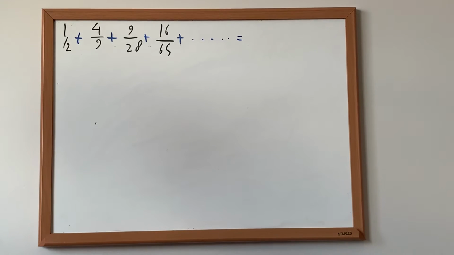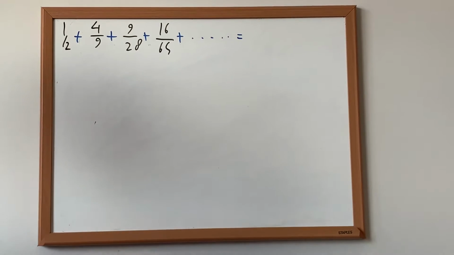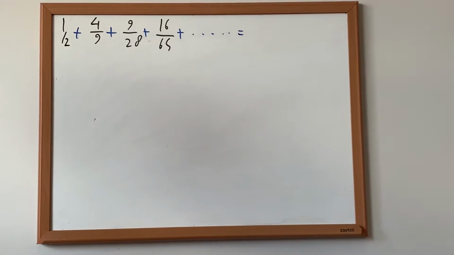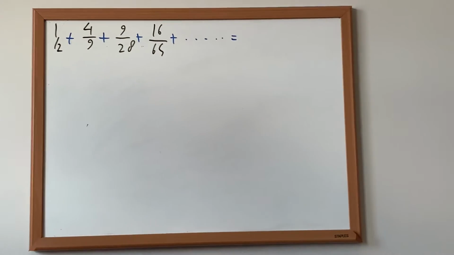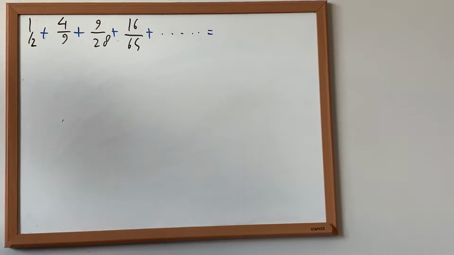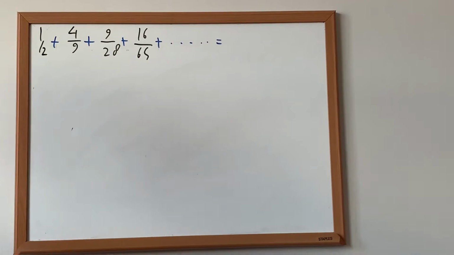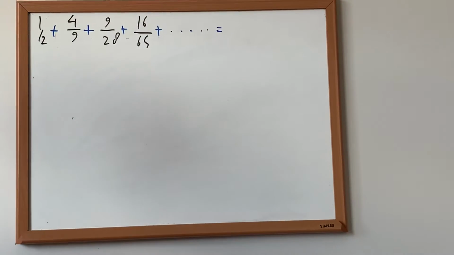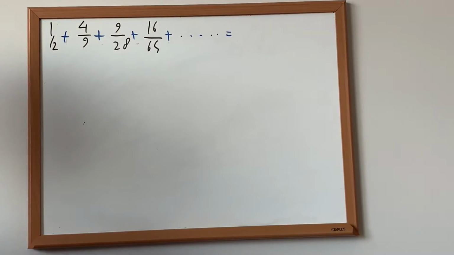Hi, I'm Kian, and today I'm going to teach you how to find the formula for a series and find if it converges or diverges. So we have this series 1/2 plus 4 over 9 plus 9 over 28 plus 16 over 65 and so on. So first I'm going to find the formula for the series.